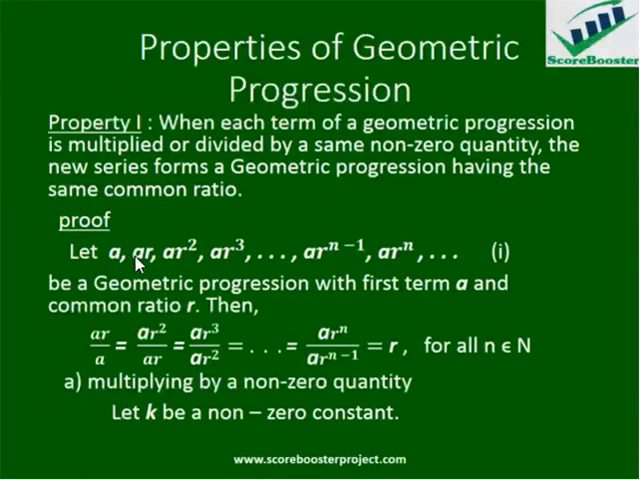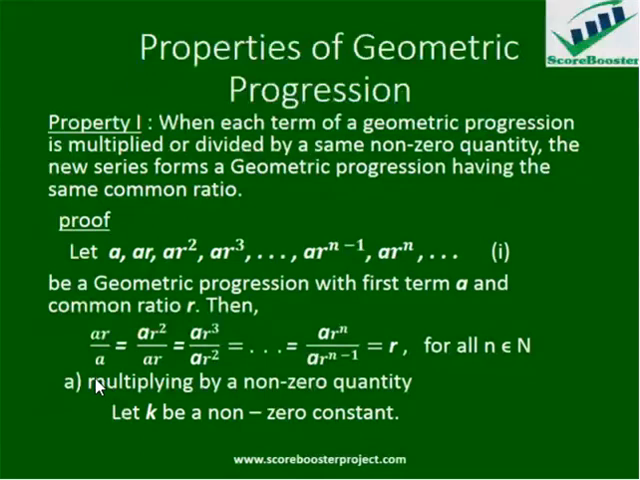Now, let a, ar, ar squared, up to ar^n and so on, tagged as equation 1, be the general form of a geometric progression with first term a and common ratio r. To get the common ratio, you divide the second term by the first, which is equal to dividing the third term by the second, which is equal to dividing the (n+1)th term by the nth term, which will all give r as the common ratio for all n elements of the natural numbers.